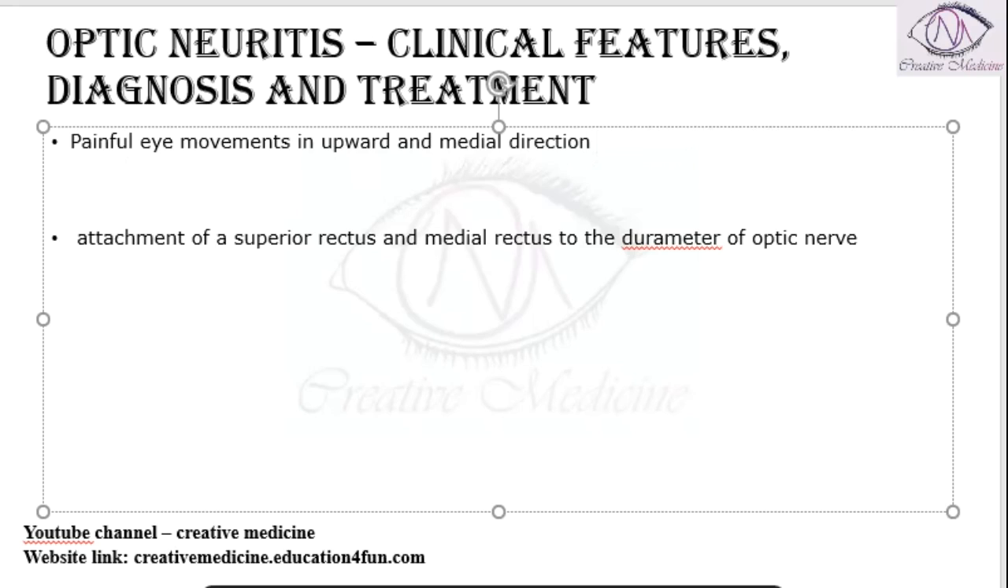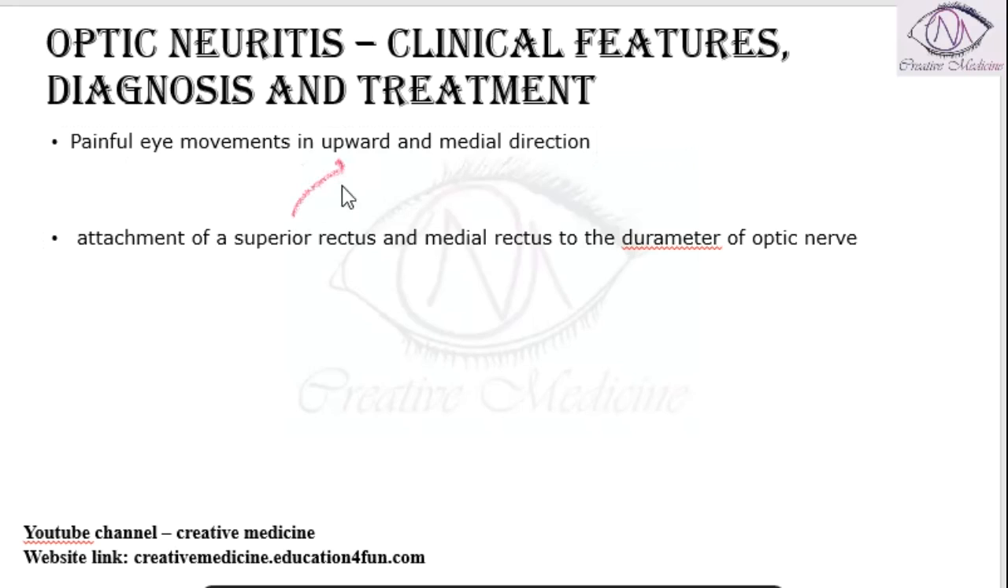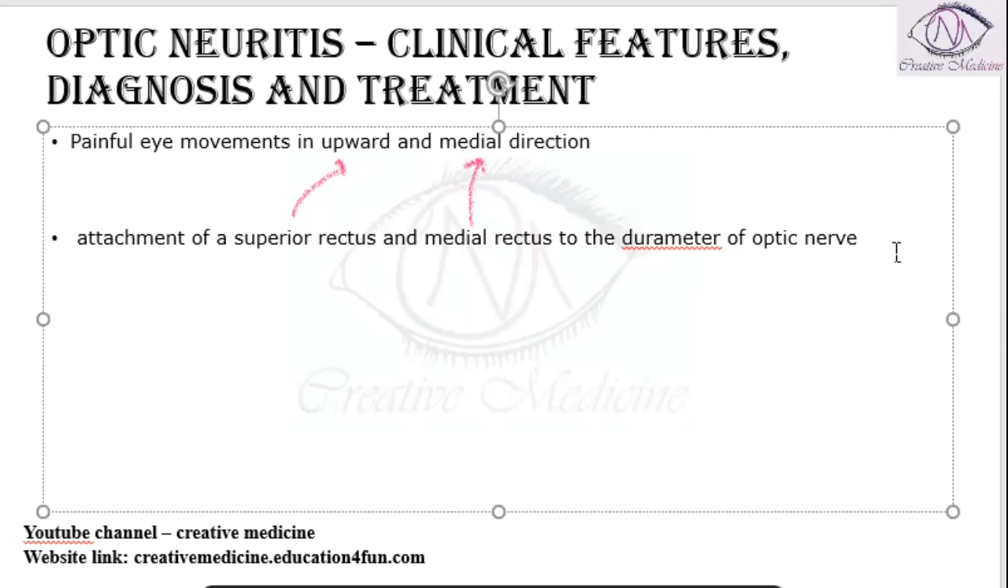Because it is attached to the optic nerve, these superior rectus fibers will cause pain on upward movement, whereas medial rectus causes pain in the medial direction. Because whenever there is optic neuritis, there is inflammation of the optic nerve. So because the superior rectus and medial rectus are attached to the optic nerve, and because of optic nerve inflammation, painful eye movements are seen. Then along with that, Uhthoff's sign is seen.